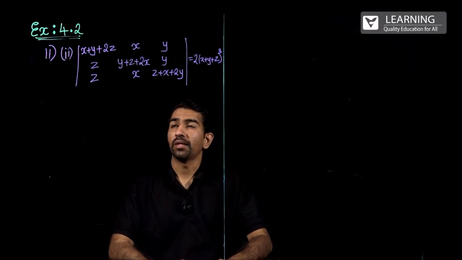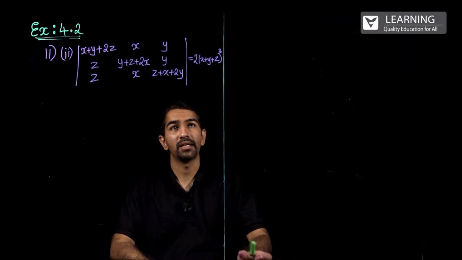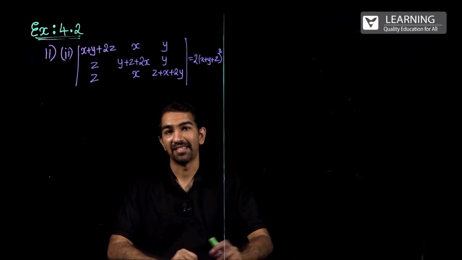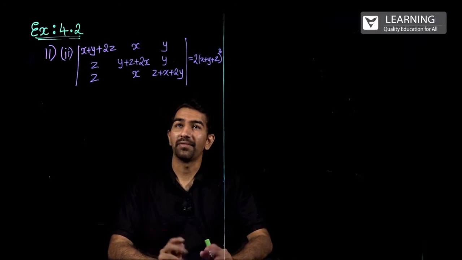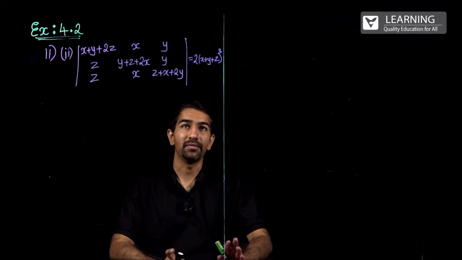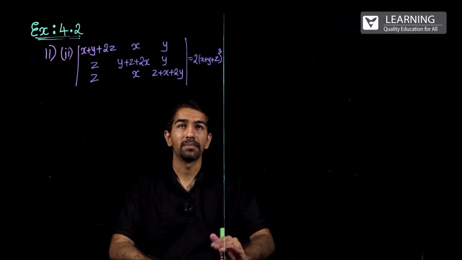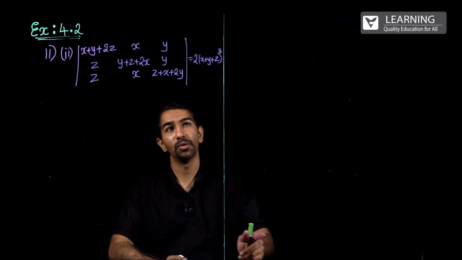The next question, 11th one, second sub question. The left hand side determinant we have, right hand side we have an expression. So we have to prove that LHS is equal to RHS. Okay. So students, you see the left hand side and the right hand side. So on the right hand side we have 2 times of x plus y plus z. So that is nothing but 2x plus 2y plus 2z. The whole cube is there.